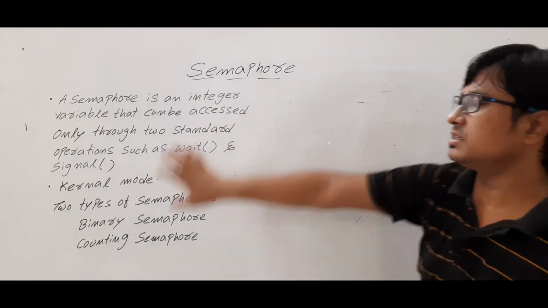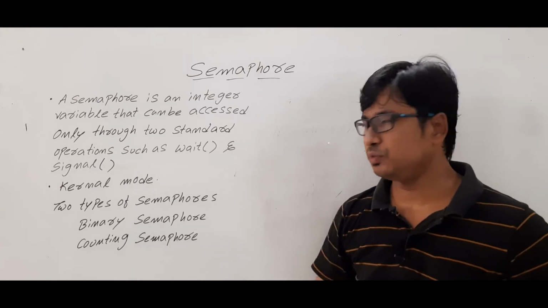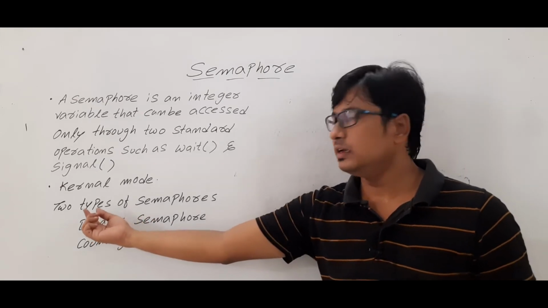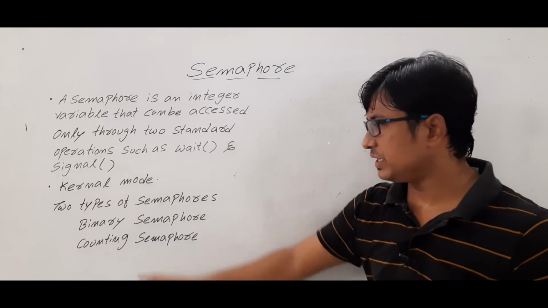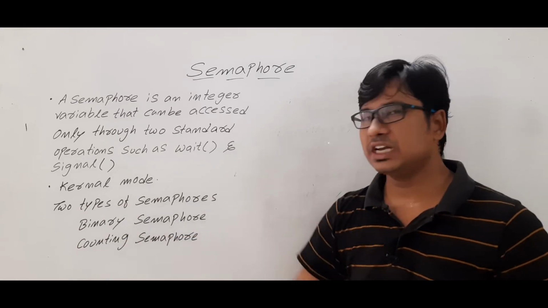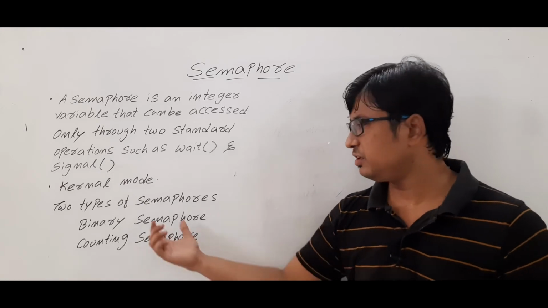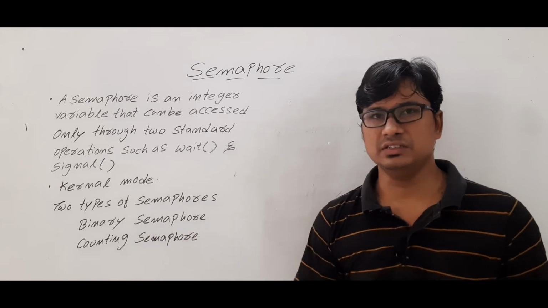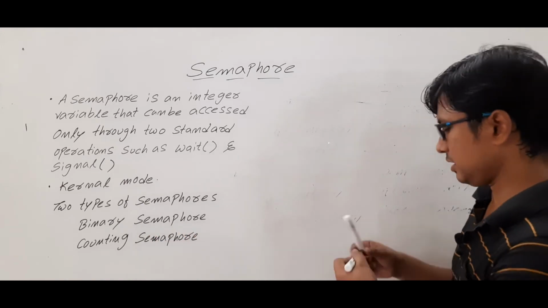Now let me discuss various types of semaphores. We broadly have two types of semaphores: one is the binary semaphore and another one is the counting semaphore. First let me discuss the counting semaphore, then you will easily understand what a binary semaphore is.